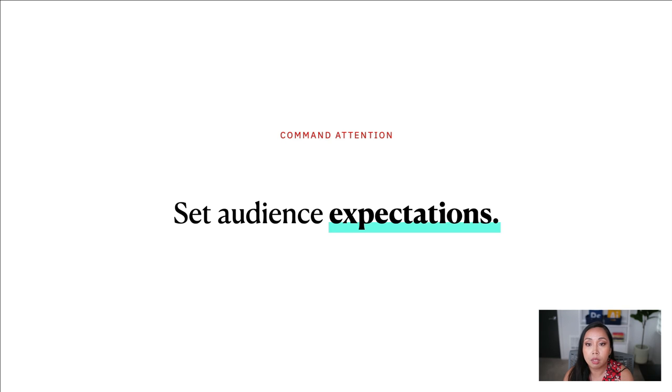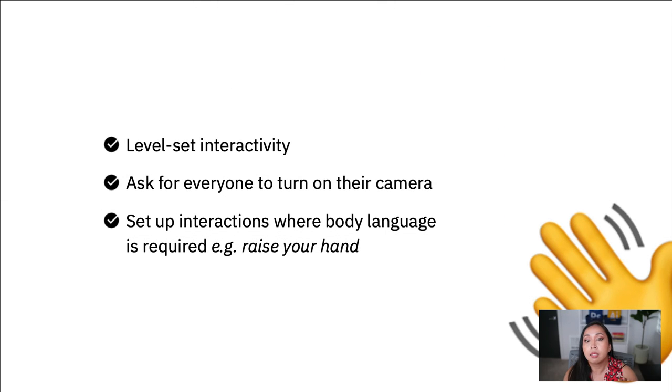For example, level set that this will be an interactive workshop and people may be called to participate. If you don't do that, some of them may incorrectly think that this will just be a presentation where they can passively listen. This has happened to me when I have not level set this.